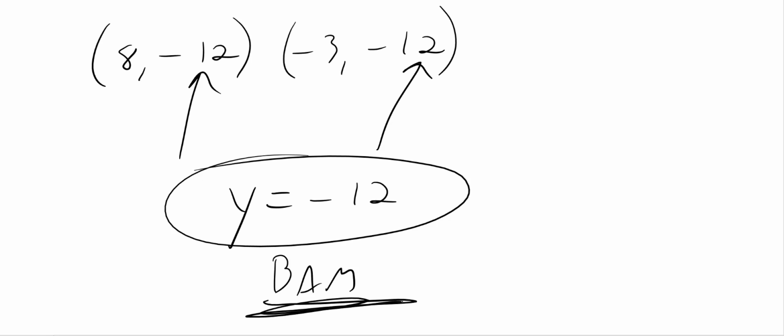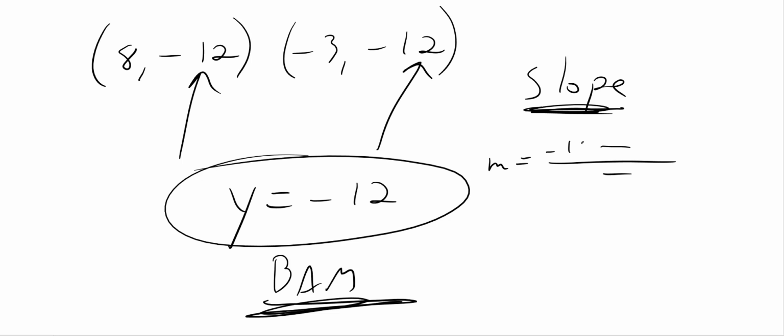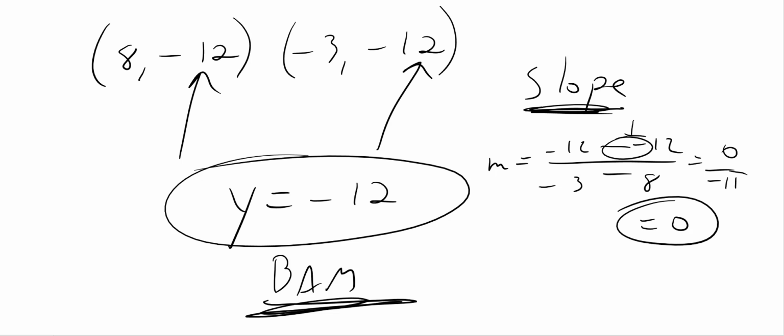Okay? It's the same thing. Now again, if I say, hey, tell me what the slope is, you could also do a BAM as long as you recognize the y is the same, so the slope is 0. Or you plug into the equation: m is equal to, and you're going to plug in negative 12, and negative 3 and 8. So that would give you 0 over negative 11, which is 0.